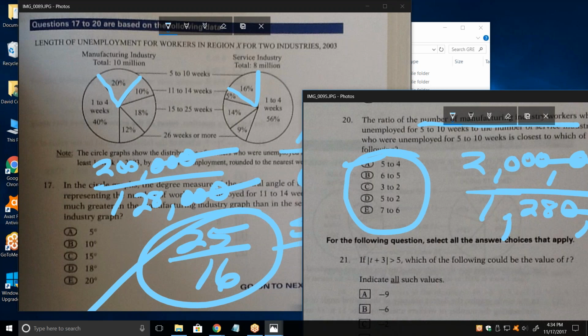So what they say here is you've got the numbers, the 200 over 128. And they say the ratio of the two numbers is 2 to 1.28. Huh. And now you have to see which choice is closest to the ratio of 2 to 1.28.